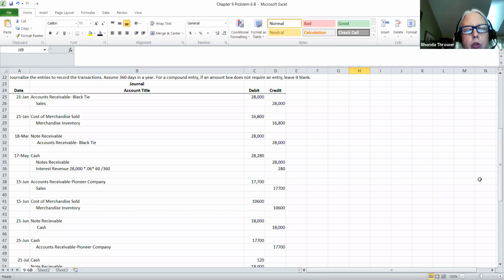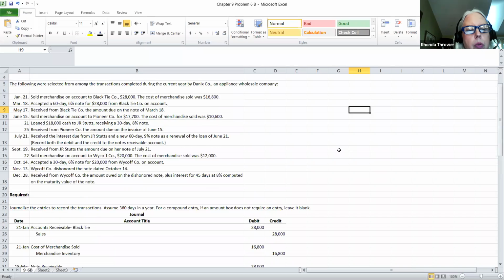Let's go on to June 21st and see what's happened on June 21st. On June 21st, we loaned $18,000 cash to J.R. Stutz, receiving a 30-day 8% note. So we loaned $18,000 cash to J.R. Stutz, and so we made him sign a note with interest saying he would pay us this $18,000 back. On June 21st, we would debit our note receivable for the face amount of the note, which is $18,000, and we will credit our cash for the amount of cash that we loan to J.R. Stutz.